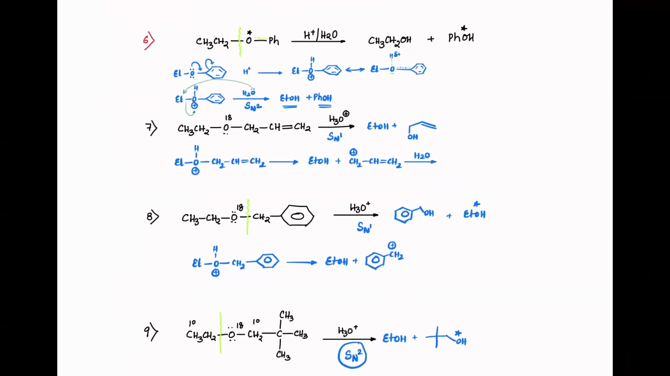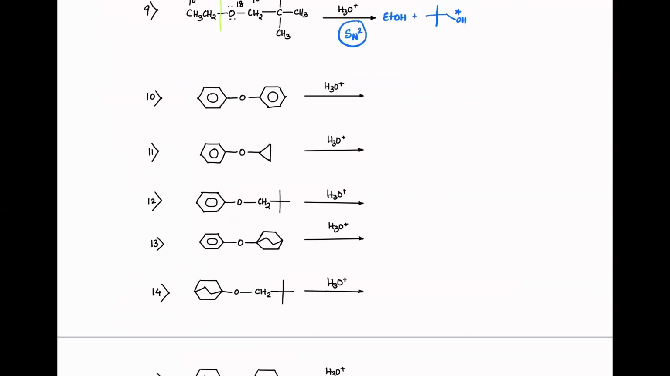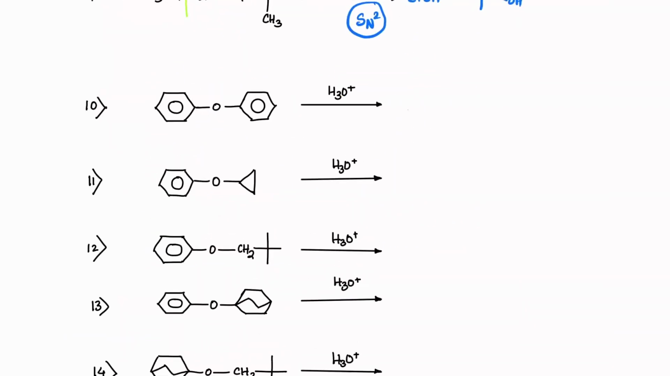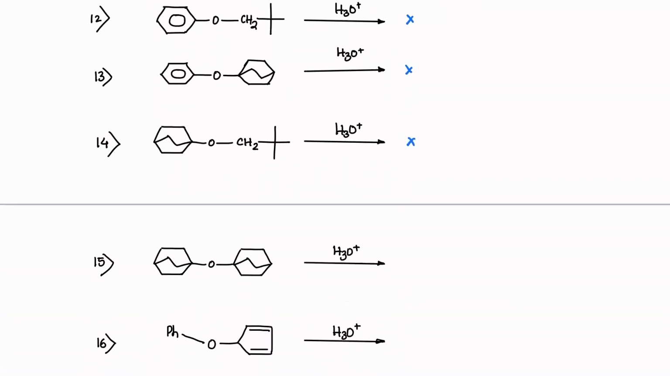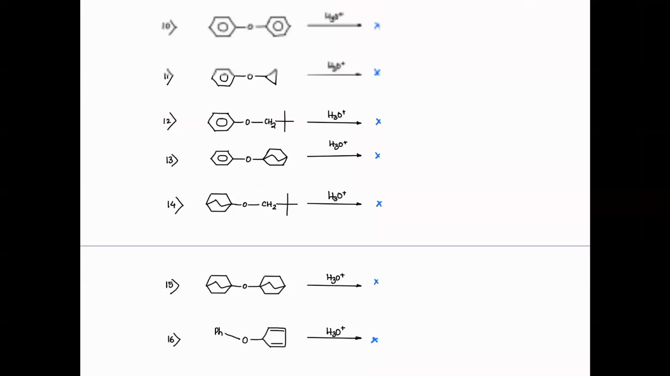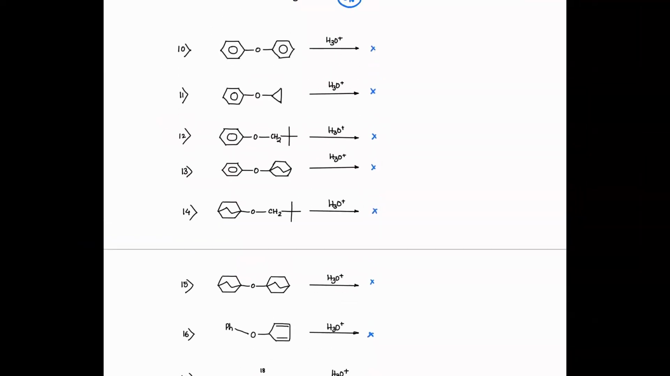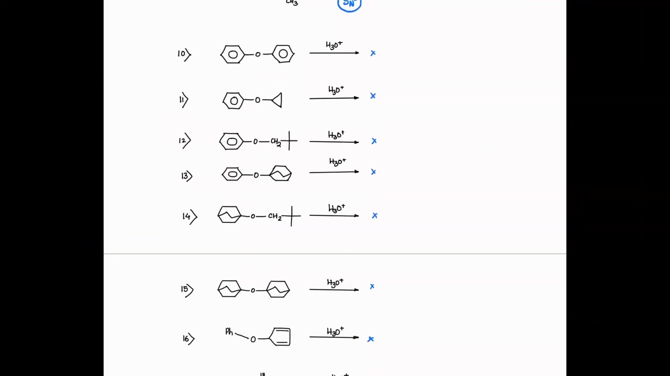So I hope 6, 7, 8, 9 cases are clear. Right. Let's check out the next one. Now, these are the cases where neither SN1 nor SN2 is possible. Because you cannot break into a stable carbocation, neither can you make an SN2 attack. So none of these would be happening. So all of these cases, everybody, from the 10th till this 16th one, none of these cases will undergo hydrolysis.